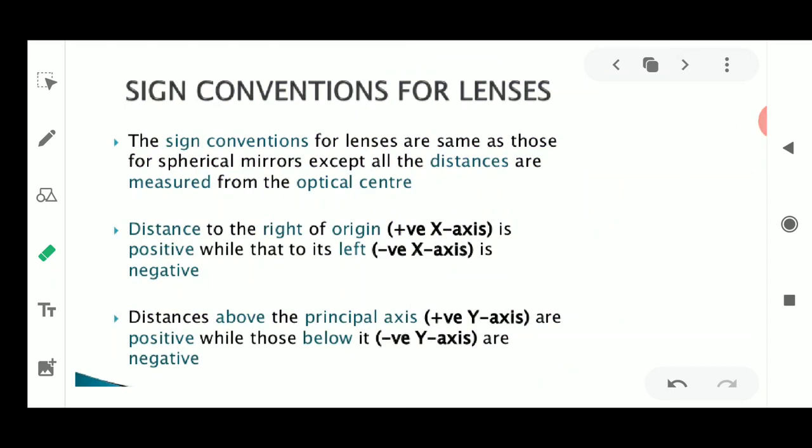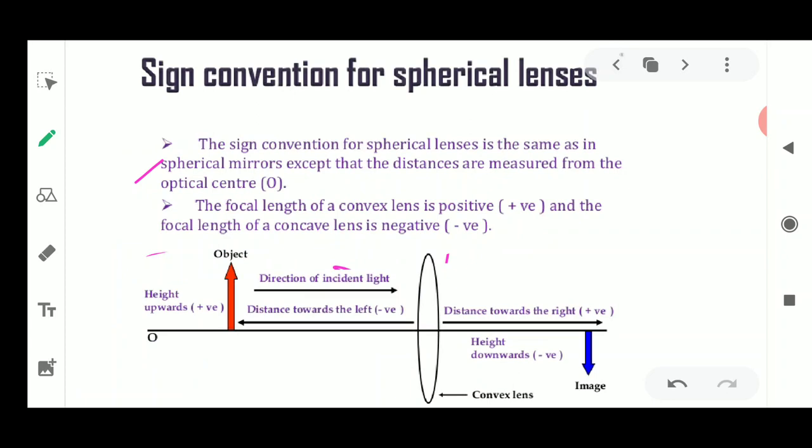Here also the same things are given. The sign convention of lenses is the same as that of spherical mirrors, except that distances are measured from the optical center. Please remember this. Why? Because we have two different types of focus. The focus of the convex lens is always on the right side, that is why it is a positive distance, and if the focus is on the left side, it is always taken with the negative sign. As we can see, a convex lens always has a positive focus, and a concave lens always has a negative focus.